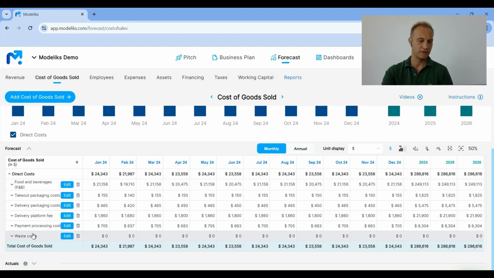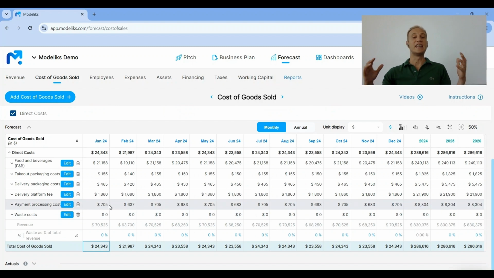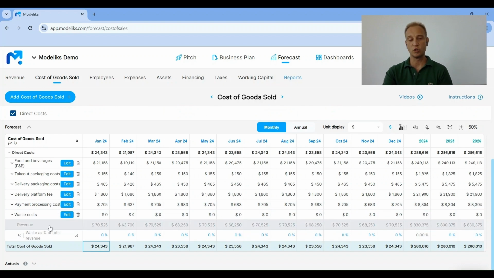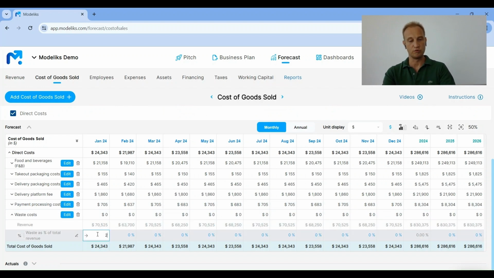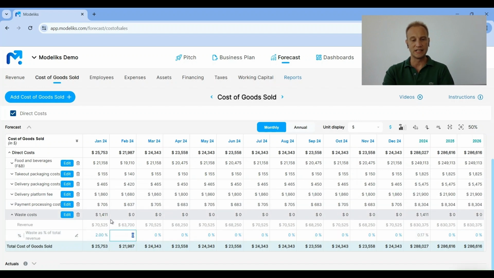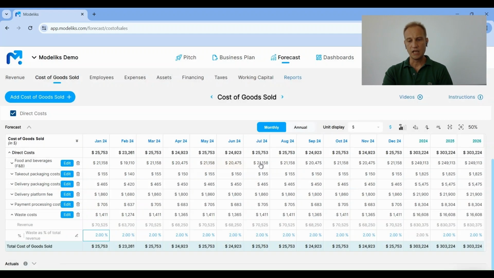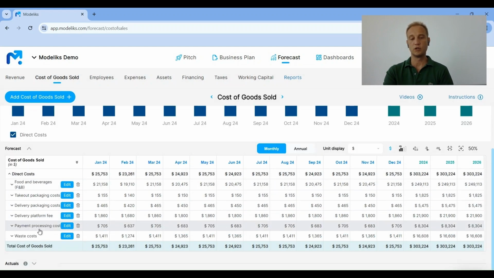Finally, waste costs. It's inevitable that in every restaurant there will be some food that is wasted, it goes bad. So the lower that the waste costs are, the better. But let's assume in this case that our waste costs are about 2% of our revenue. The waste cost will be calculated as a percentage of revenue. Let's say that about 2% of our revenue is waste. Copy paste that all the way to the end. And now we have calculated the final direct cost, the waste cost.